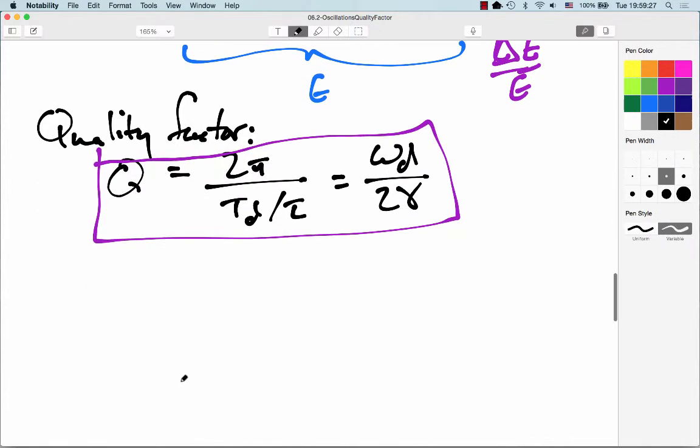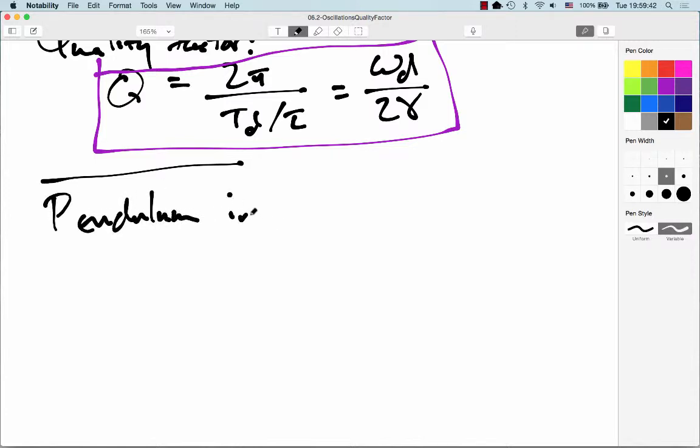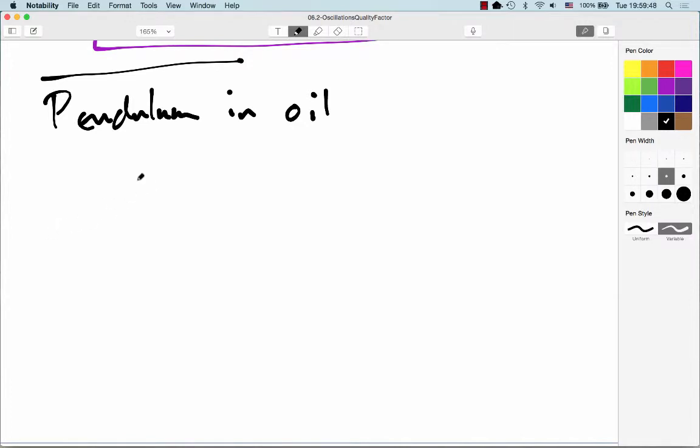But I figure we should wrap this bit up by taking a look at an example of damped oscillatory motion. Let's go take a look at our friend the pendulum, but this time we'll do it in oil, so we have some viscous drag. So there's our pendulum bob.